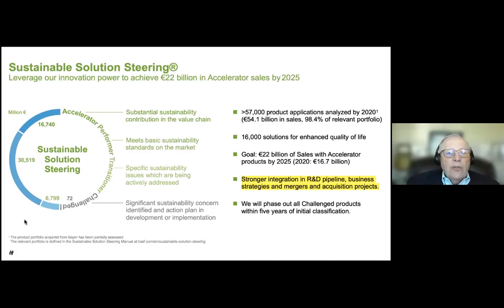And so this is something that's driving our strategy as a company. We want to grow the sales of accelerators. We have a target by 2025 of $22 billion of sales. In 2020, we were at almost $17 billion. The bullet point I have highlighted is probably the most important bullet on here. This is not just looking at the existing portfolio, but it's also being integrated into our innovation pipeline, and it also factors into business strategies and then mergers and acquisitions.